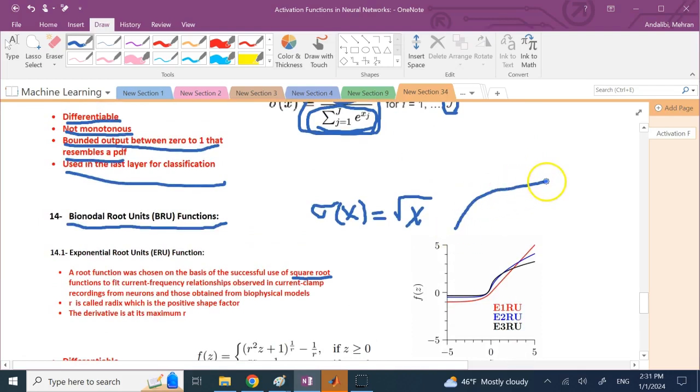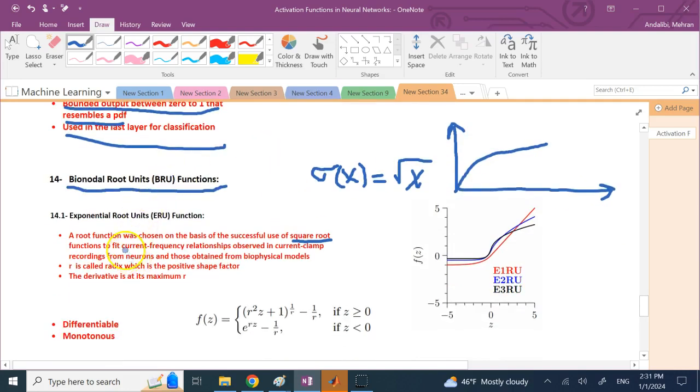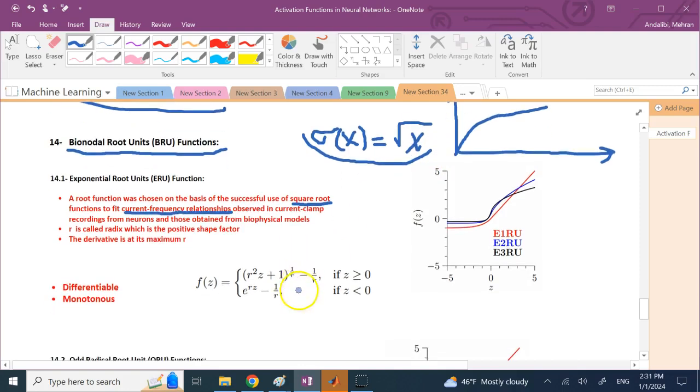Yeah, that's actually the square root function. That's right, this function. So they found that they are kind of acting like this when they looked at the current frequency relation between inputs and outputs. They found that this is kind of the thing they have in real neurons in our brains. And so they proposed these root functions.